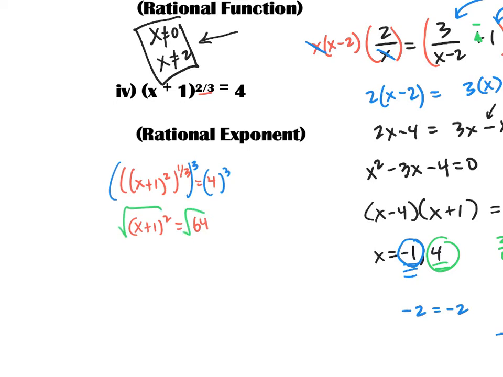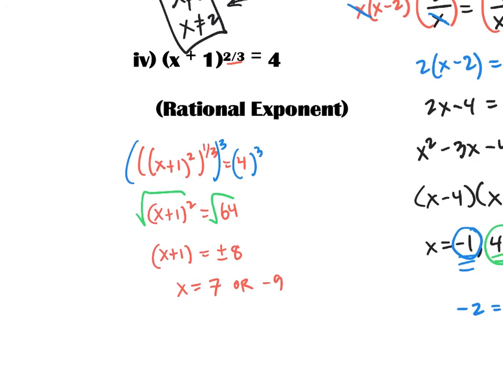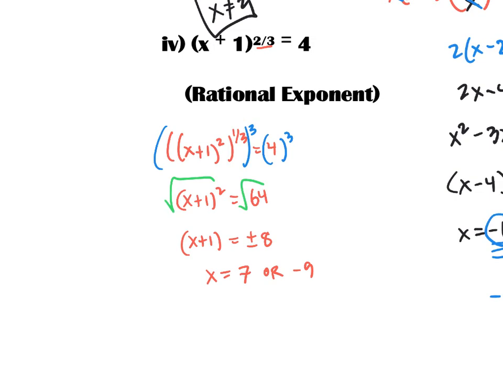and in doing so, I will get x plus 1 is equal to plus or minus 8. Therefore, x is either equal to 8 minus 1 or -8 minus 1. So I would get 7 or -9. All right, so we'd go back in, we'd test, and we would find, I believe, that both of those would end up being solutions.